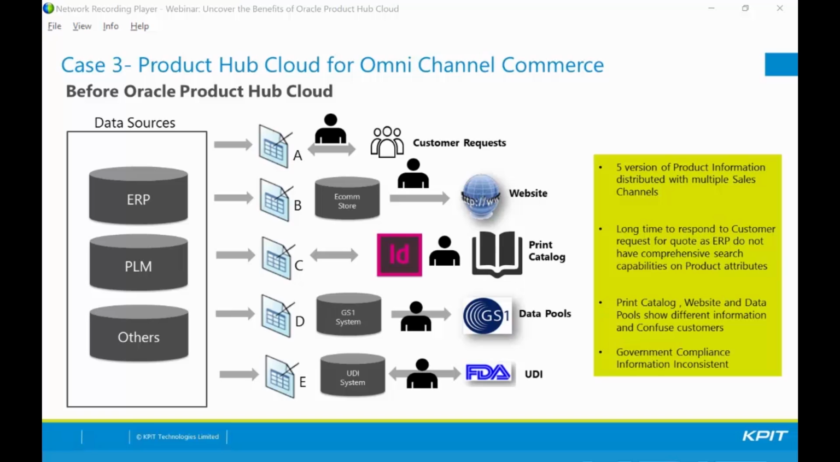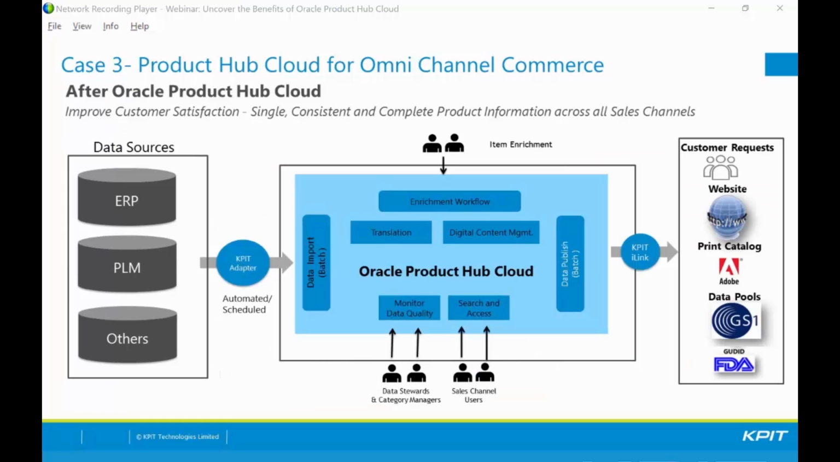So that's one of the cases where multiple copies of product data are maintained. What we have seen customers benefit from with Product Hub Cloud is a single source of truth in Oracle Product Hub Cloud, getting all the information from different sources using adapters into the hub, with a workflow in the hub to ensure that all the commercialization information is managed there. It becomes a single source of truth for all the sales channels, be it a customer request, a sales person, or a CSR who can log in to the hub and get that information.